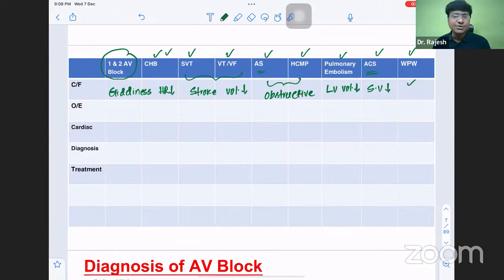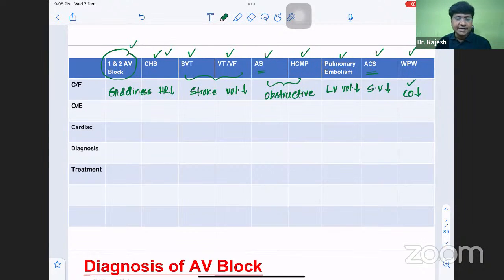And WPW syndrome is what? It's a pre-excitation syndrome. In pre-excitation syndrome, here also the cardiac output will be reduced. What is the mechanism and all, we will be discussing. Whatever I am discussing now are all the cardiac etiologies for your syncopal attack. Now, let me take up the discussion one by one.